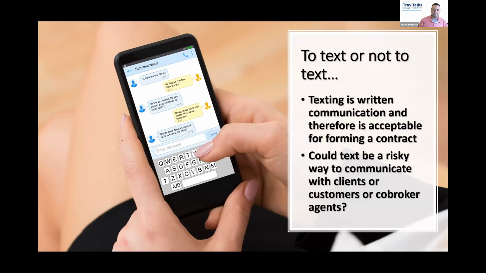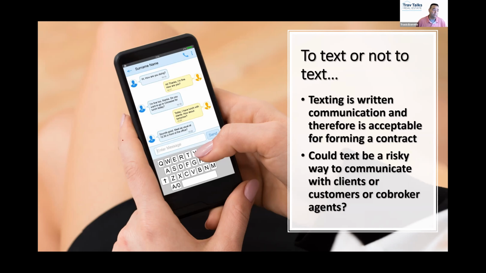How about text message? Could we communicate acceptance through text message? Yeah, absolutely. And I mean, we could communicate even offers through text message. It's written communication, but it's risky. I will say that. It's risky to use text messaging.